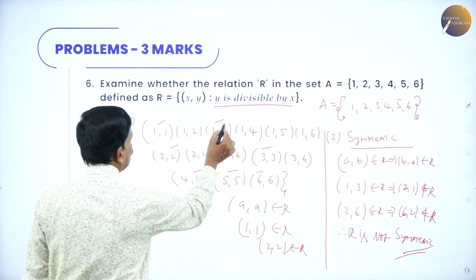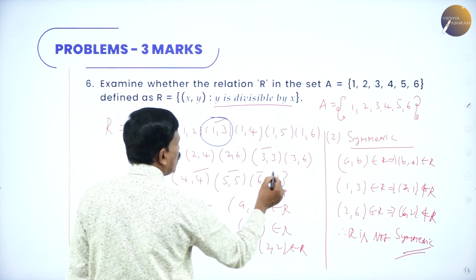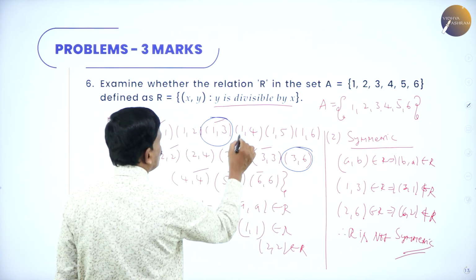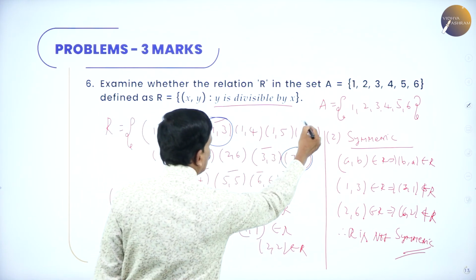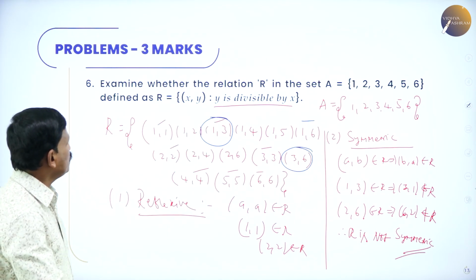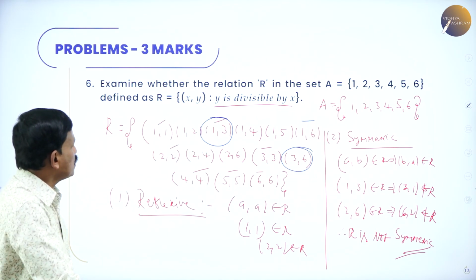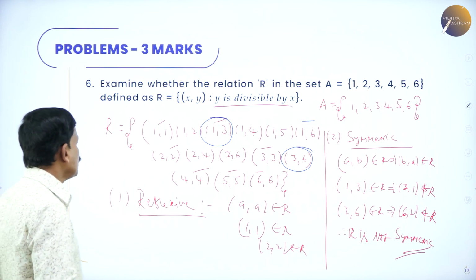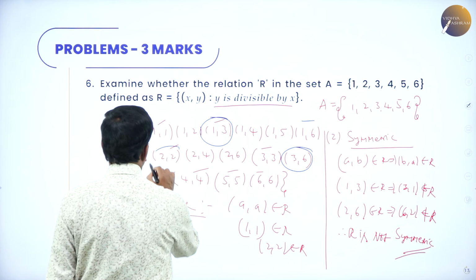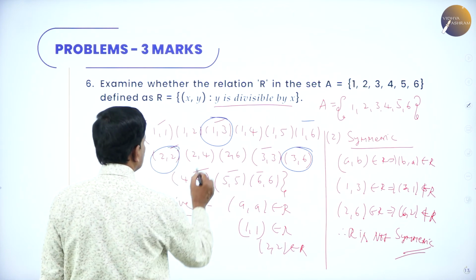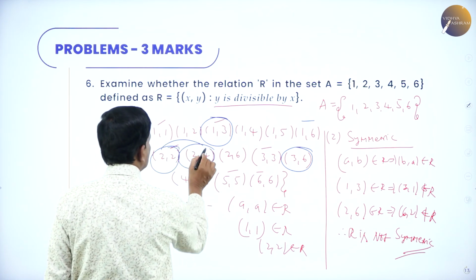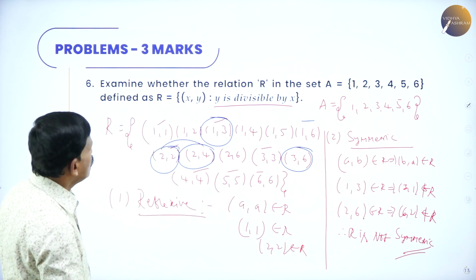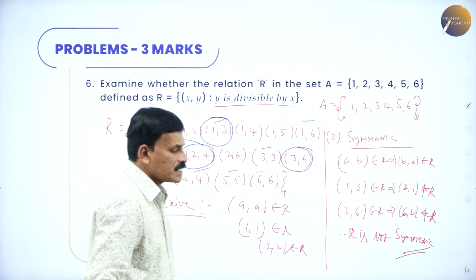I will take (1, 3) belongs to R and (3, 6) belongs to R implies (1, 6) belongs to R. Similarly, I can take (2, 2) belongs to R and (2, 4) belongs to R implies (2, 4) also belongs to R. So you can say that R is transitive.